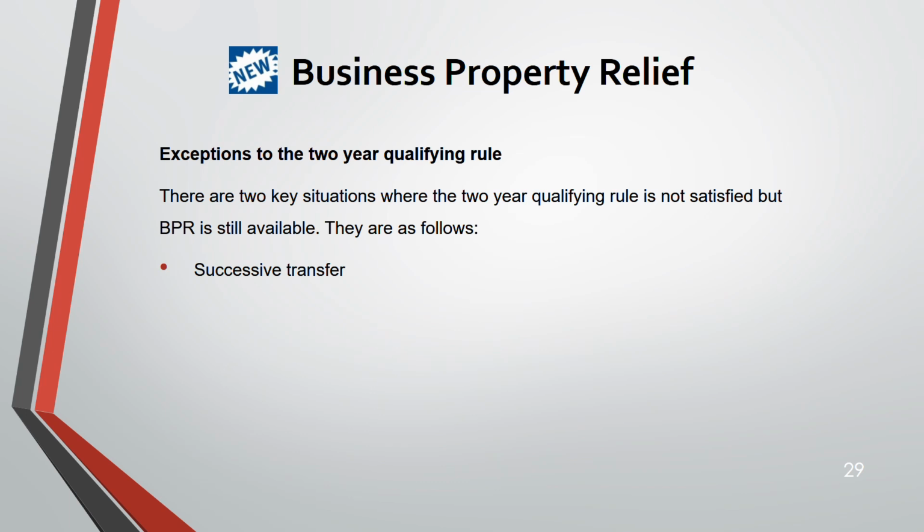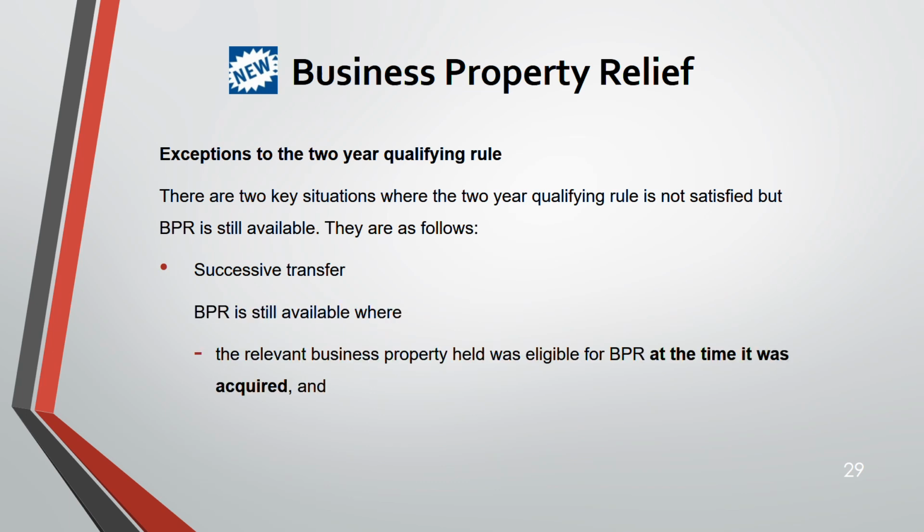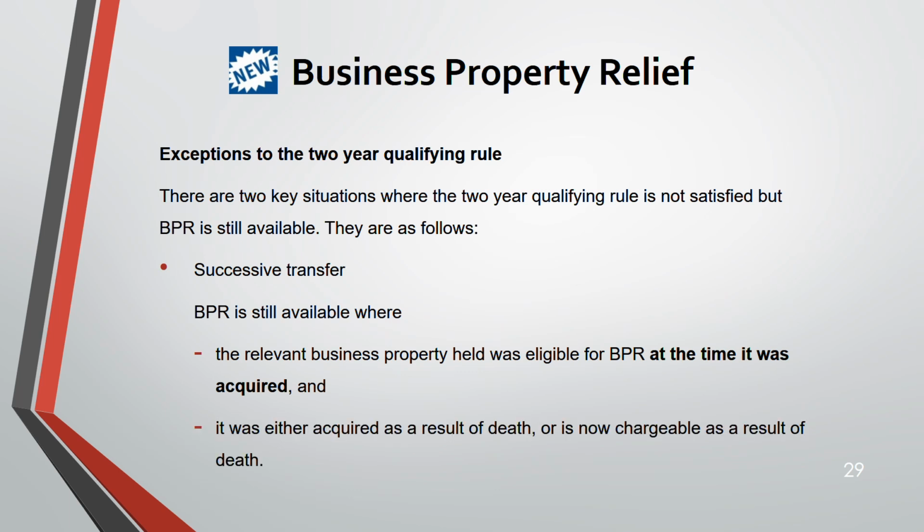Now, the next situation is successive transfer. Here also BPR is available when the relevant business property held was eligible for BPR at the time it was acquired, and it was acquired either as a result of death or now is chargeable as a result of death. BPR is available. Let us do a question.